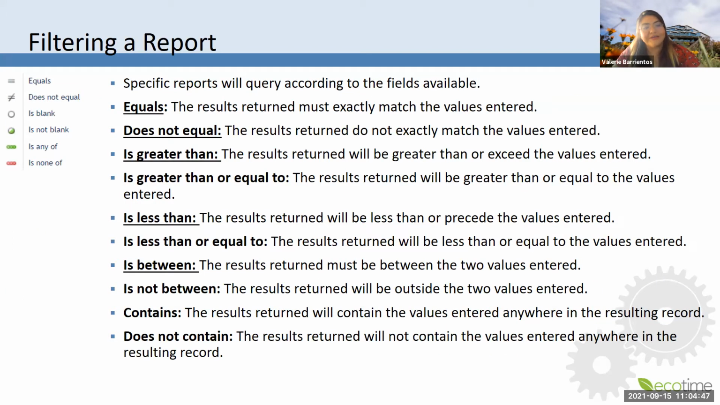Now, filtering a report. Specific reports will query according to the fields available. Equals: the result returned must exactly match the values entered. Same concept for does not equal: the results returned do not exactly match the values entered. Is greater than, is less than, and is in between. All three of these we typically use for dates. Is greater than: the results returned will be greater than or exceed the values entered. Is less than: the results returned will be less than or precede the values entered. And is between: the results returned must be between the two values entered.